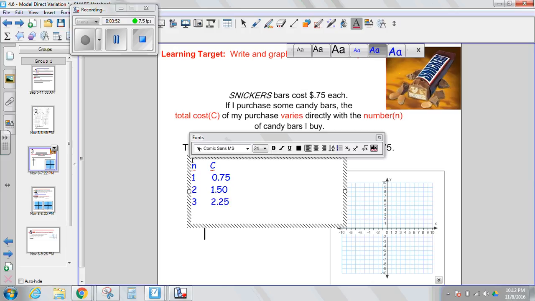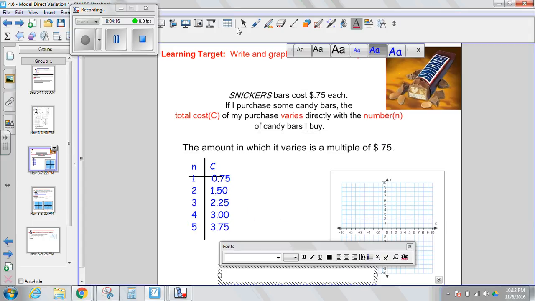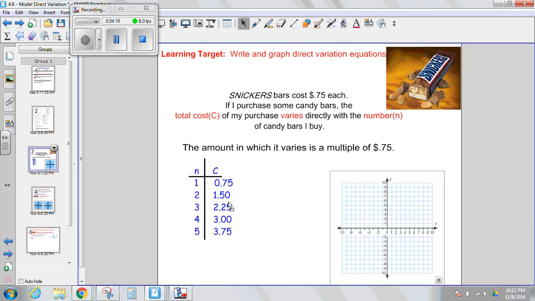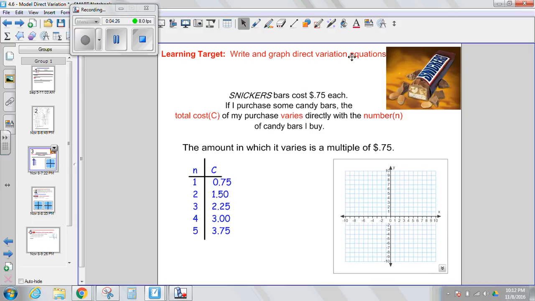We'll do just a couple more. If I buy four candy bars, add 75 cents to the previous total, which was $2.25, and I get $3 even. And if I buy five candy bars, I'm going to pay 75 cents for each of those five candy bars, so my total is going to be $3.75. Okay, so now I've created this table of inputs and outputs, my number of candy bars on the left and the total cost on the right. We can go ahead and graph these inputs and outputs.